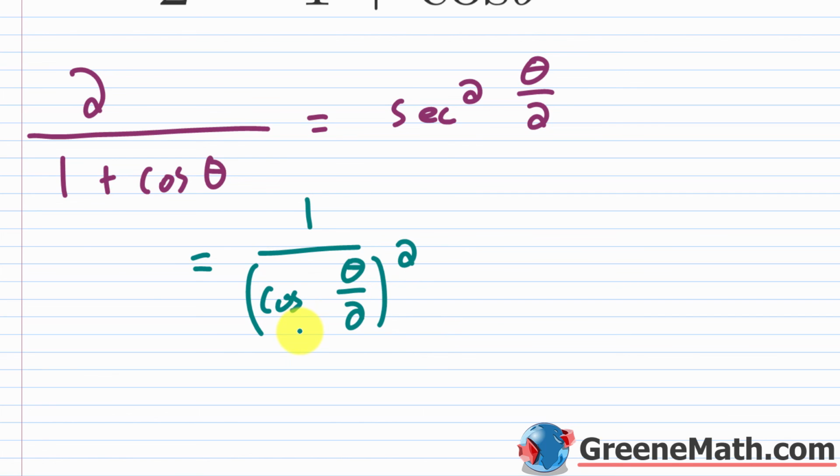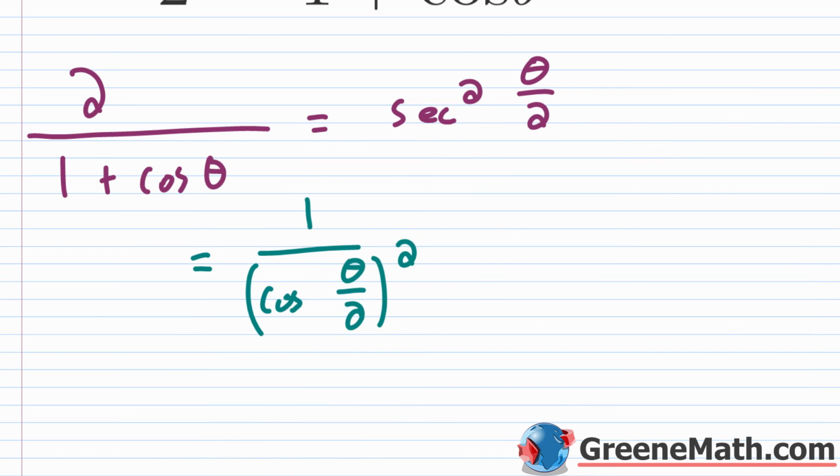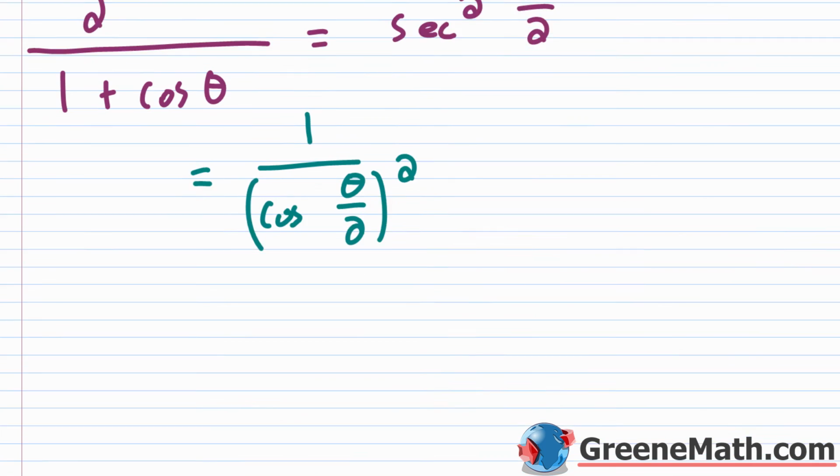Now the next step, the cosine of, let's say, theta over 2 is equal to plus or minus the square root of 1 plus the cosine of theta over 2. So let's plug that in for the cosine of theta over 2. And again, the squared here is on the outside. That's why I wrote it like that so it's crystal clear what we're going to do.